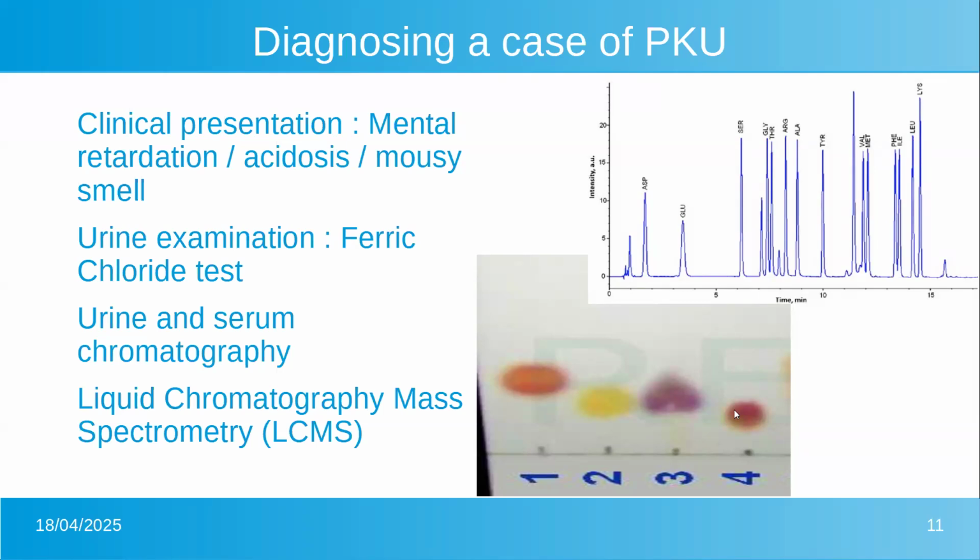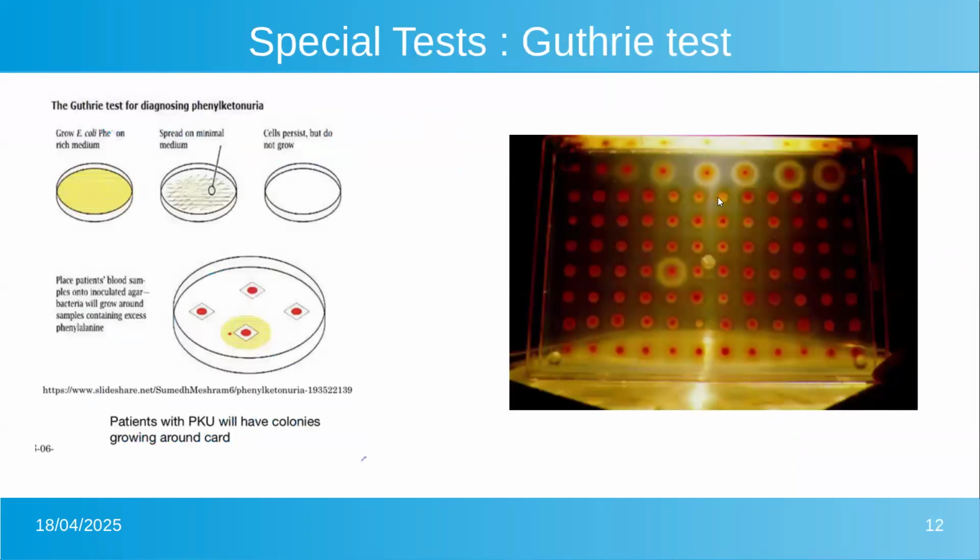This is more of a qualitative test. A more sophisticated version is liquid chromatography mass spectrometry, LCMS, where you can get exact identification and quantification of the amino acids in concern. So this is what the world over we are doing for screening amino acid urias. The next thing which all of you have been talking about is something called the Guthrie's test.